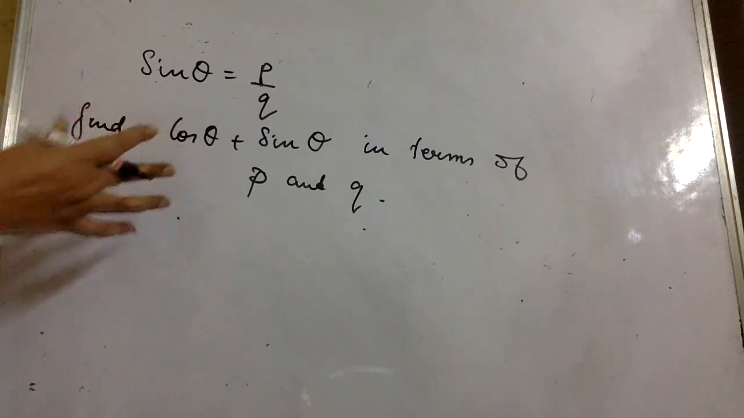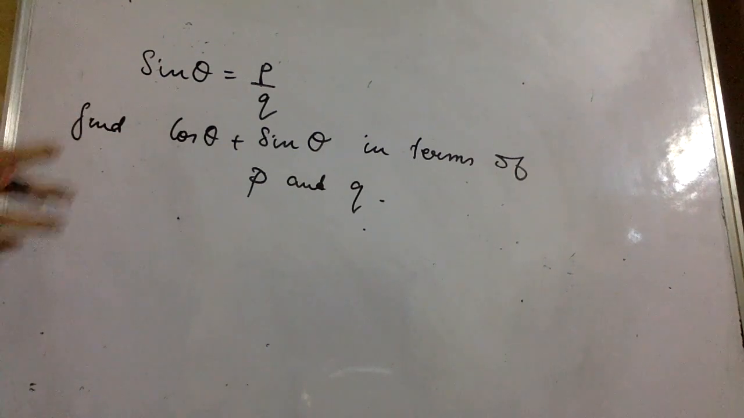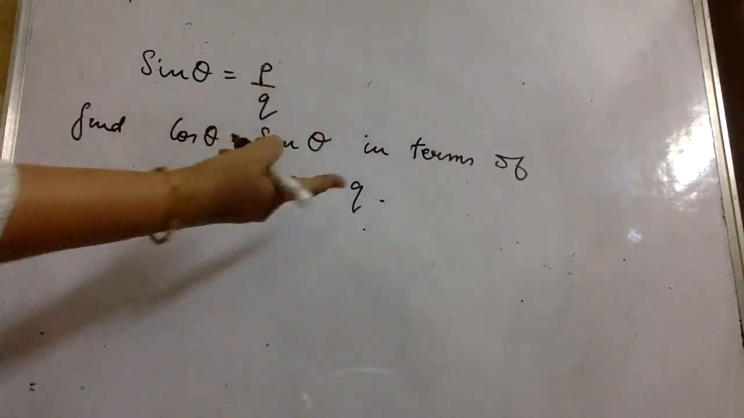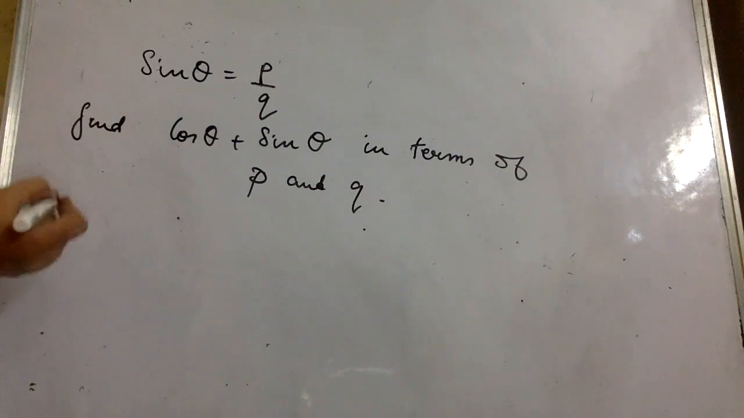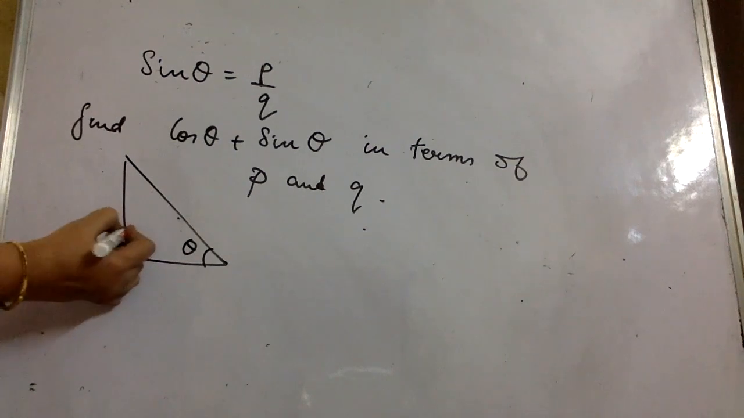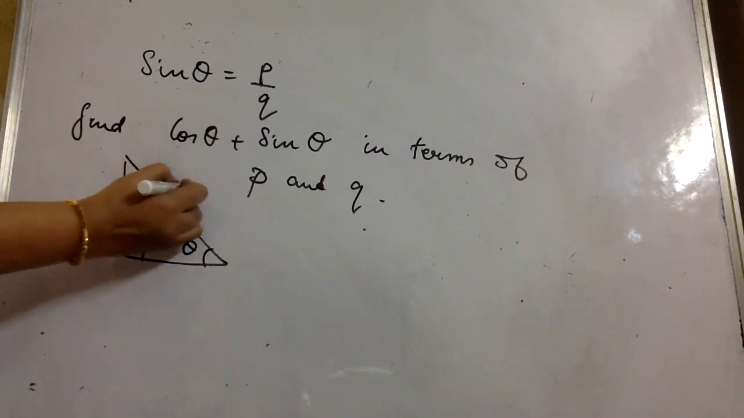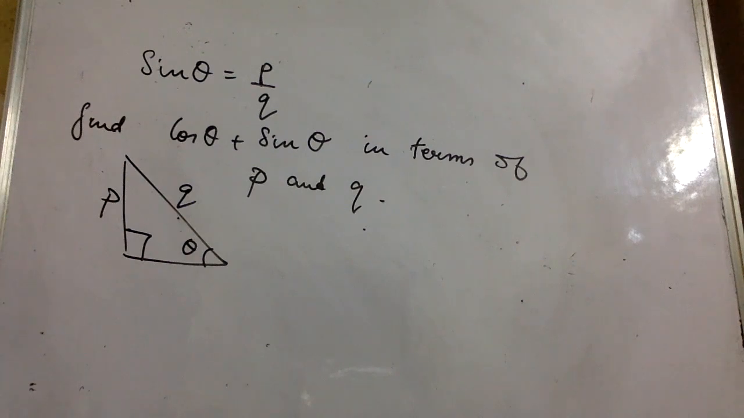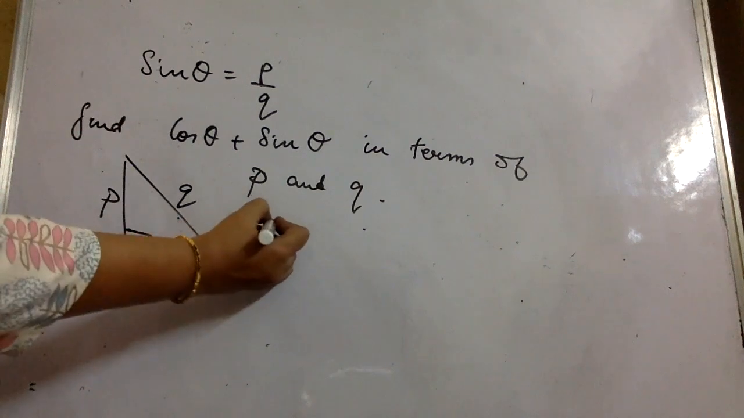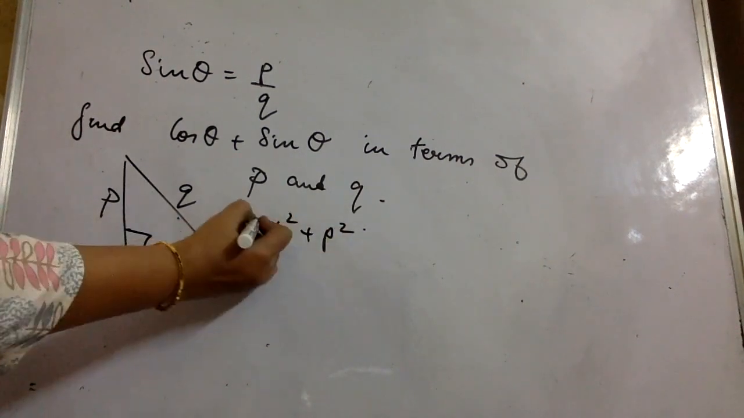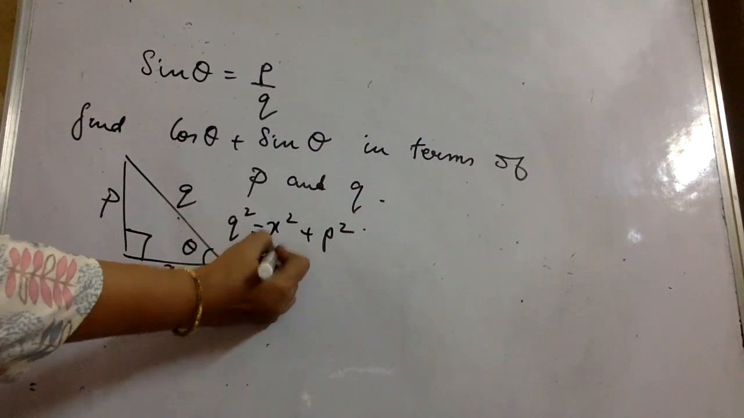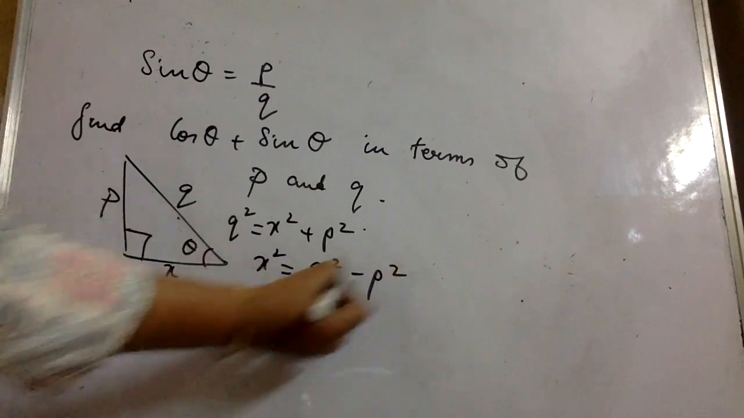See, P and Q values we will not know till the end of the sum. We need not know also. They have written clearly in terms of P and Q. So now, if sin theta, let this be theta. This is my triangle. Here's my 90 degree. This is my hypotenuse, which is Q, and this is the P. Now let me find this. Let me name it as x, and x square plus p square is equal to q square. I am using Pythagoras. So x square is q square minus p square.